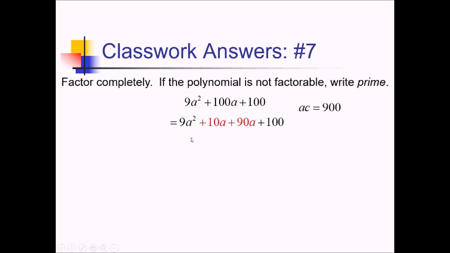And now I can factor by grouping since I have 4 terms. So for the first two, I'll take out just an a, leaving me with 9a plus 10. For the next two, I'll take out a 10. That leaves me with a 9a plus 10 there as well. Now I'll factor out the 9a plus 10 as its own common factor. And that leaves the leftovers, a plus 10, in parentheses together right next to it.